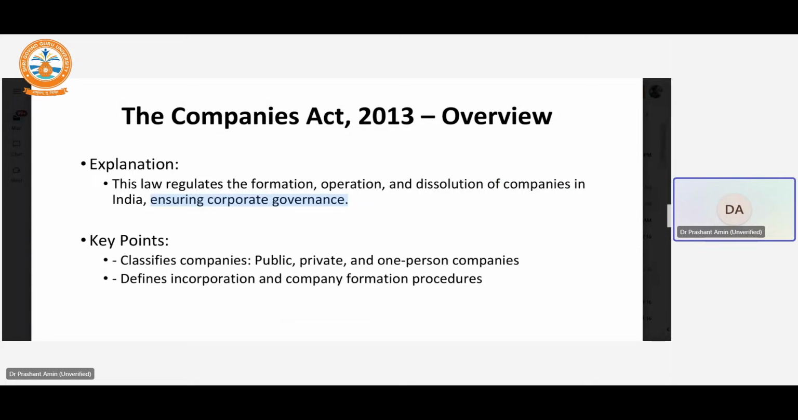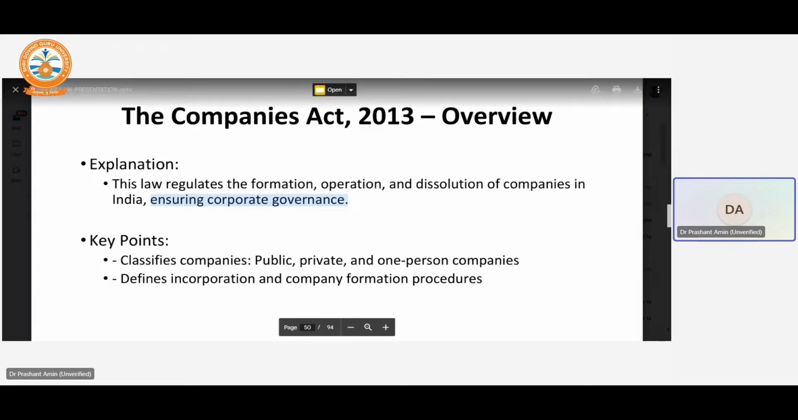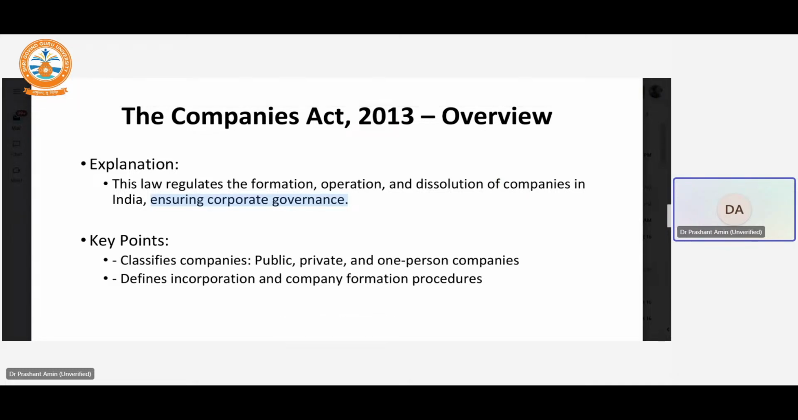And what are the key points in the Companies Act? The formation, the forms of the company. In the forms of the company, there are public company, private company, one person company, HUF, Hindu Undivided Family, LLP, then sole proprietorship, cooperative company, which is under the Indian Cooperative Act 1932. So there are many forms of companies, right?